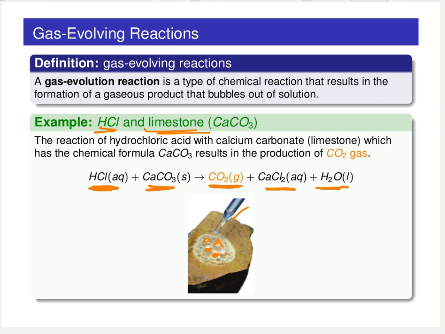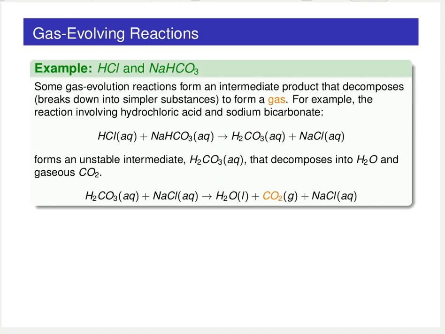So once again here, the hallmark of that gas evolving reaction is the fact that we see all those little bubbles, all those little CO2 bubbles forming on the surface of that limestone. Okay. Now, not all gas evolving reactions form the gas as the immediate product of an initial reaction. Sometimes gas evolving reactions form some sort of intermediate product that then afterward decomposes, which means breaks down into simpler substances that then form a gas.